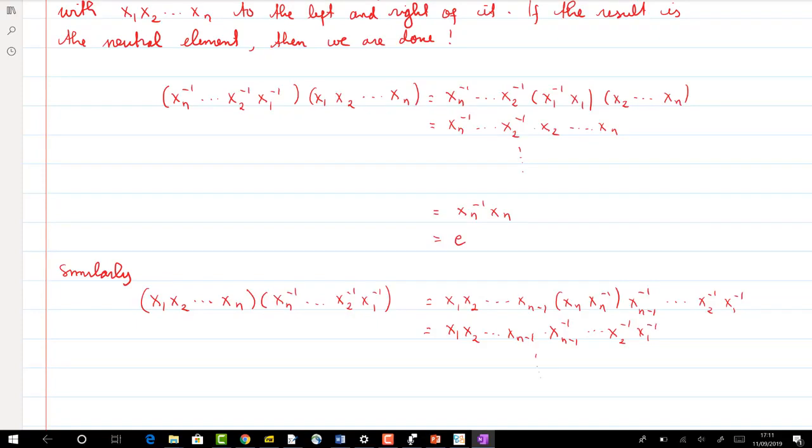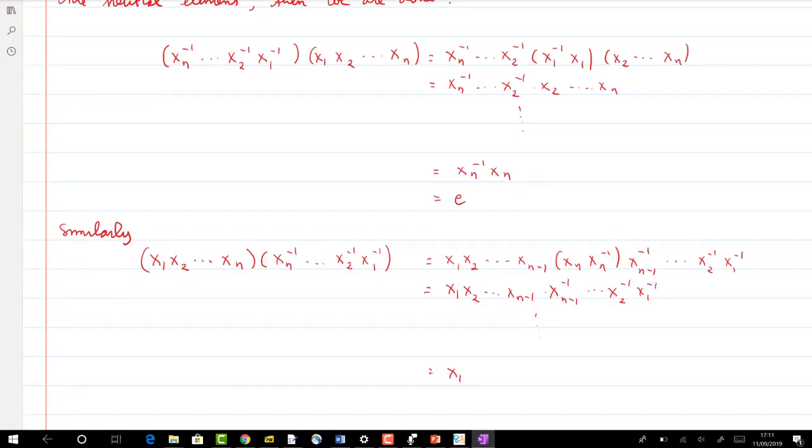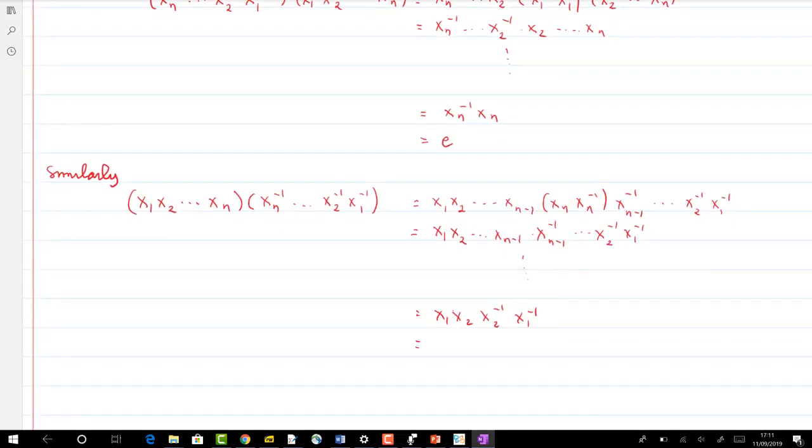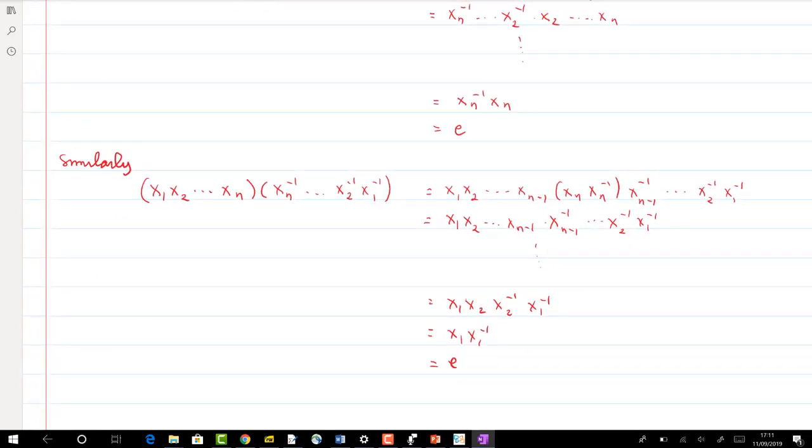Or in other words, the xn inverse disappears. And if we keep doing that, xn minus 1 and xn minus 1 inverse disappear, and the last one to disappear is x1 inverse, which is also the neutral element. So the claim is true that if we multiply to the left or to the right of x1 times x2 up to xn, the result is the neutral element. So we are done, and then we can conclude that the claim is indeed correct.